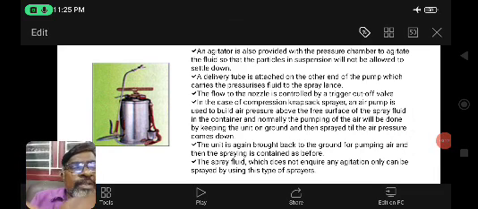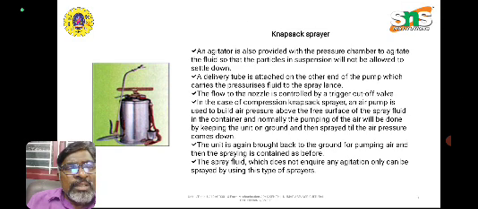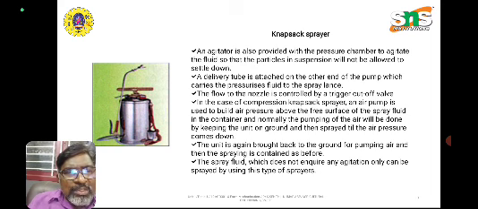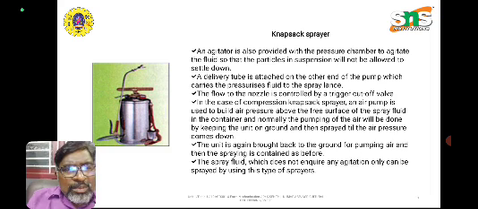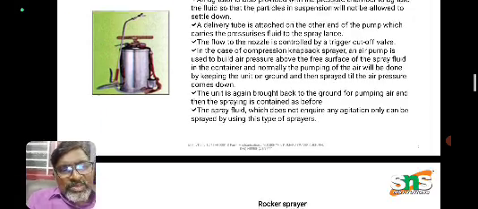In the case of the compression knapsack sprayer, an air pump is used to build pressure in the container. Normally the pumping of air is done by keeping the unit on the ground, and then it is sprayed till the air pressure comes down. The unit is again brought back to the ground for pumping air and then spraying as before. So only spray fluid that does not require agitation can be sprayed using this type of sprayer.